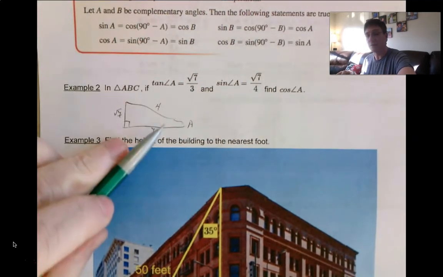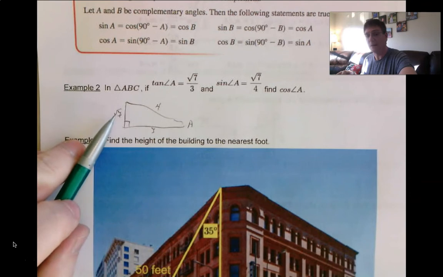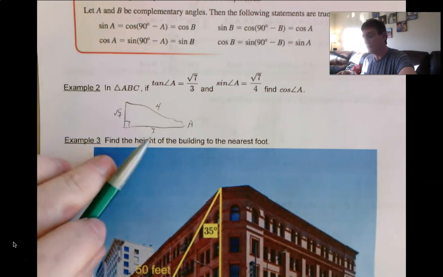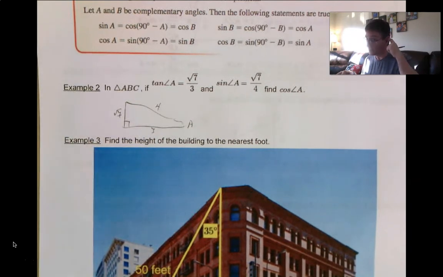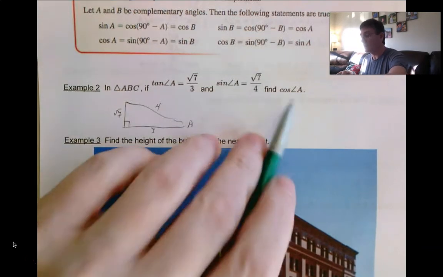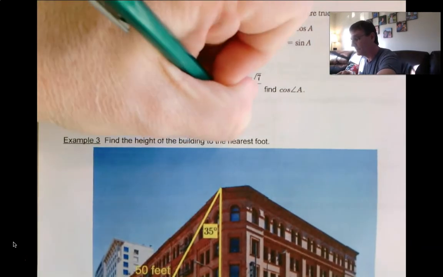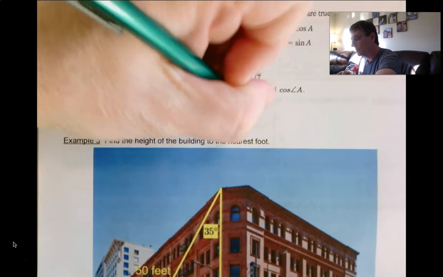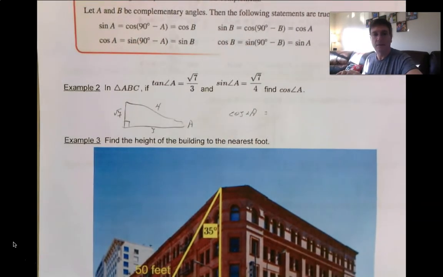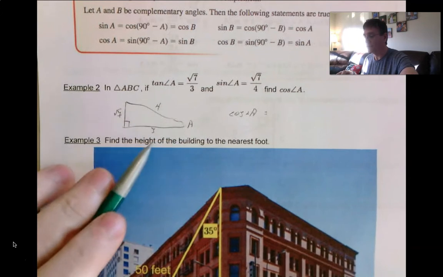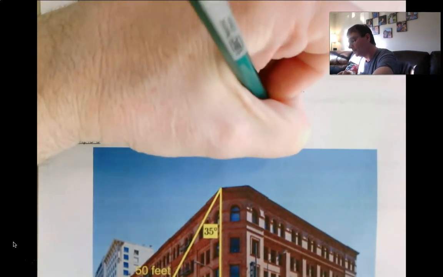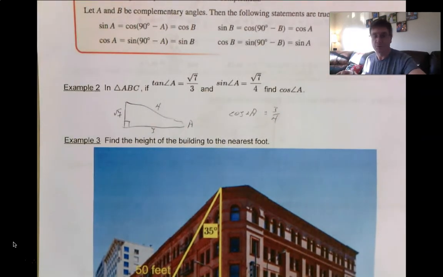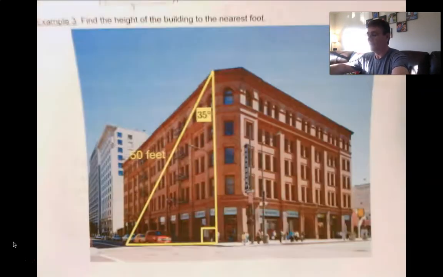Now if you check this with the Pythagorean theorem, 16 minus 7 is 9. Square root of 9 is 3. This does work in the Pythagorean theorem. It is a right triangle. Cosine of angle A. CAH, adjacent over hypotenuse. 3 over 4. There's example 2. Example 3.